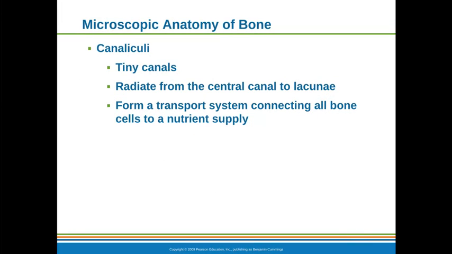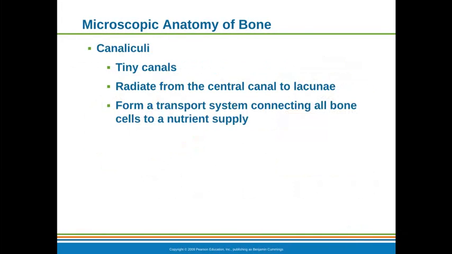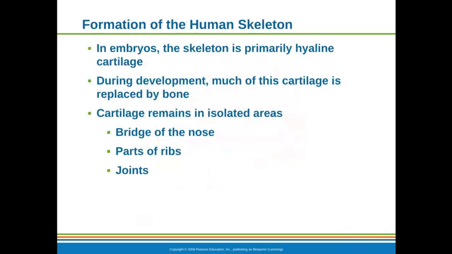So these canaliculi. Okay, I'll say that again, canaliculi. These are tiny canals that radiate from the central canal to lacunae, and they form a transport system connecting all bone cells to a nutrient supply. Now, do not mix up canaliculi with these Volkmann canals. So we go back right here. These perforating canals are not the same as the canaliculi. Okay, so we can see right here the canaliculus, or canaliculi, will connect one osteocyte to another to ensure that they all receive the same amount of nutrients.